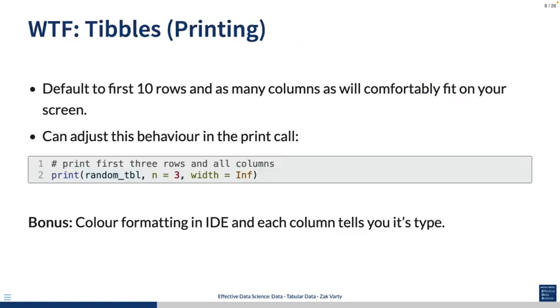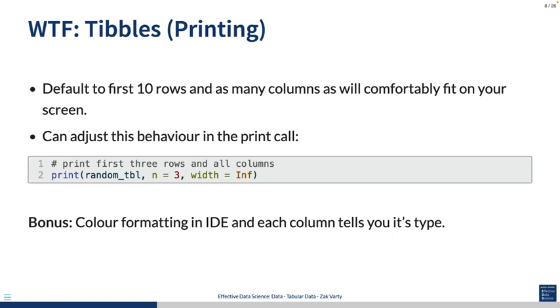So the next few slides are going to be dedicated to what they forgot to tell you about tables. The first thing that I mentioned briefly before is that the default printing method is much nicer than for data frames. By default, it's only going to print the first 10 rows and as many columns of that table as will comfortably fit onto your screen. This can sometimes be not what you want to do, so you can adjust this behavior within the print call by setting the number of rows that you want to print, n, and the number of columns, width, within the print call. Here, if you want to print 3 rows and all of the columns, you can set n equal to 3 and width equal to infinity.